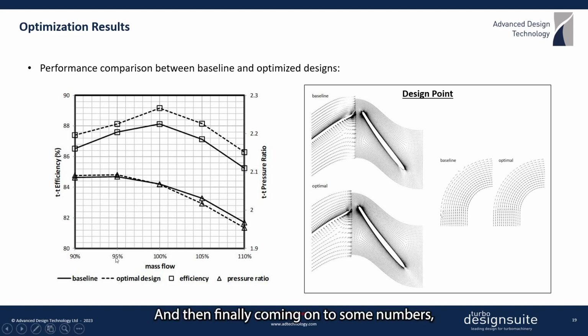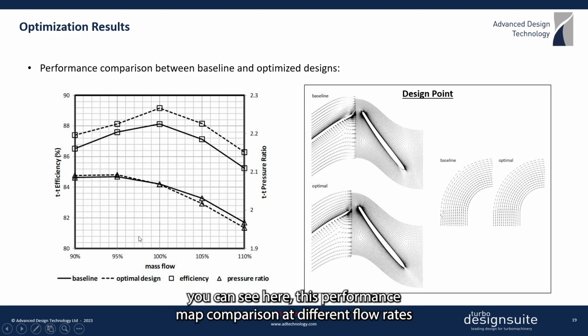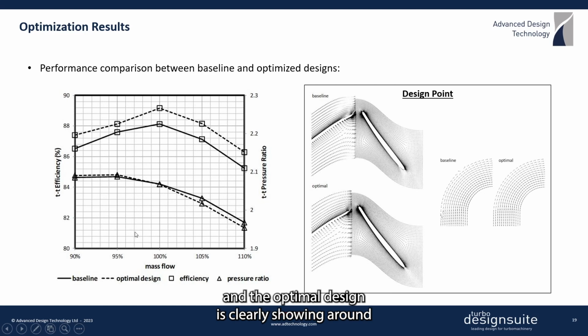And then finally, coming on to some numbers, you can see here this performance map comparison at the different flow rates, and the optimal design is clearly showing around 1 percentage point improvement in the total to total efficiency over a wide operating range, with the total pressure ratio still exceeding the target value of 2 at the design point.